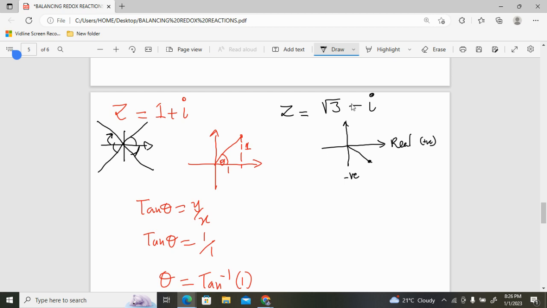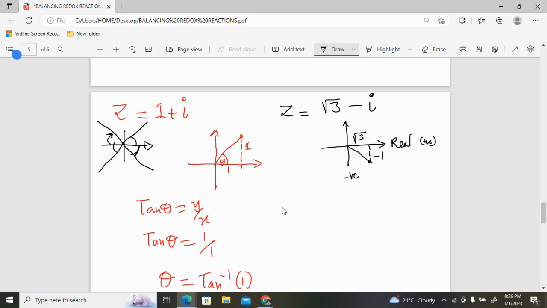Now, if you look at this complex number that we have, square root of 3 minus i, the x value you can see is the square root of 3. For the y value, just get the number in front of the i. That is a negative 1. Just get the number in front of i.